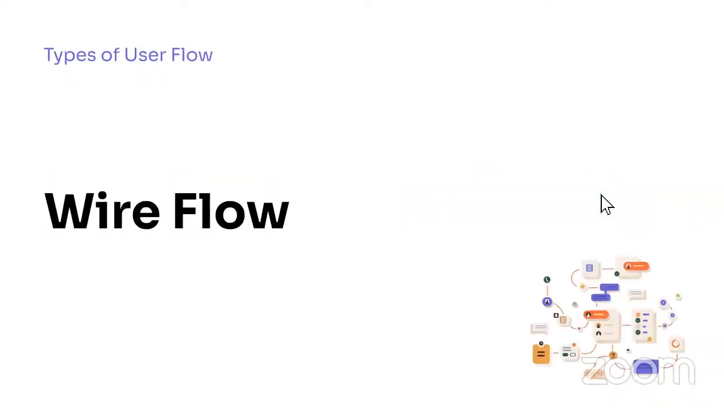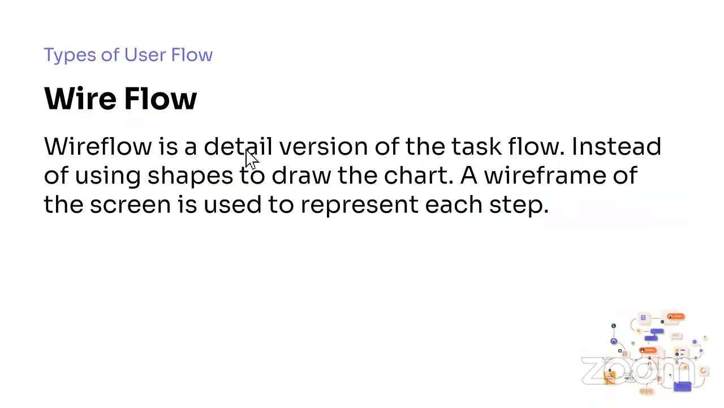So what is a wire flow? A wire flow is a detailed version of a task flow. Instead of using shapes to draw the charts, in a wire flow the screen is used to represent each step. Task flow is most times what we see in computer science or computer engineering textbooks, when they draw an algorithm stepwise, from start to end. That's how a task flow is, a little bit of it.